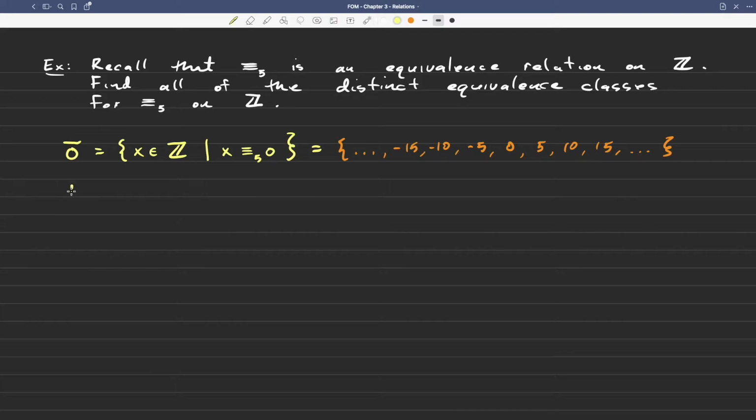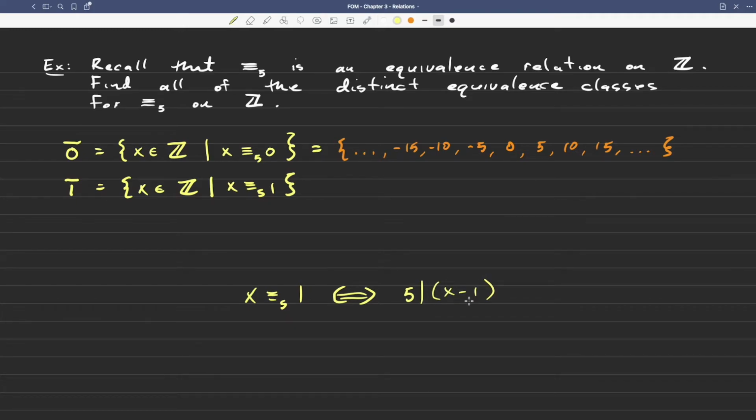Okay, so let's look now at 1 bar. We haven't accounted for 1 yet. So what is 1 bar? These are the set of integers with the property that x is congruent mod 5 to 1. Well, if you think about it, any integer that is congruent to 1 modulo 5 just means that it has a remainder of 1 when you divide by 5. Because x being congruent mod 5 to 1 is the same as saying 5 divides x minus 1, which is the same as saying x minus 1 equals 5 times an integer, which is the same as saying x is 5 times an integer plus 1.